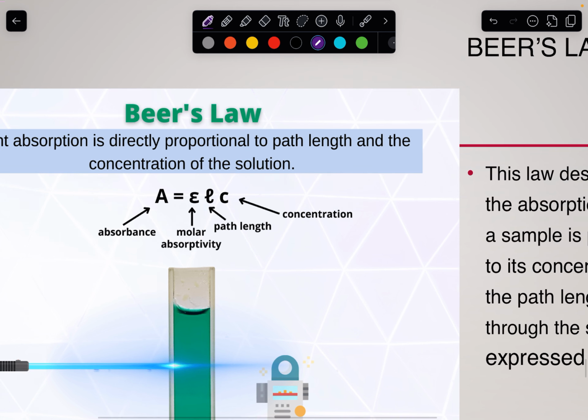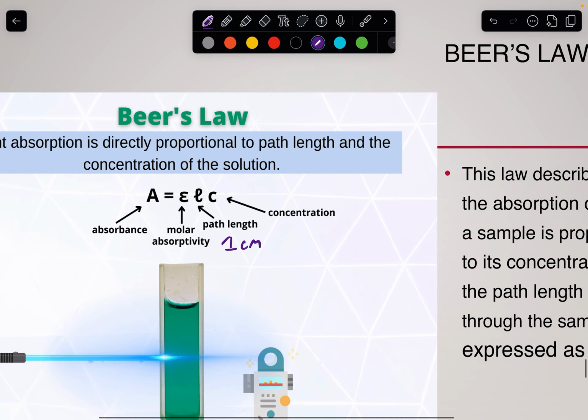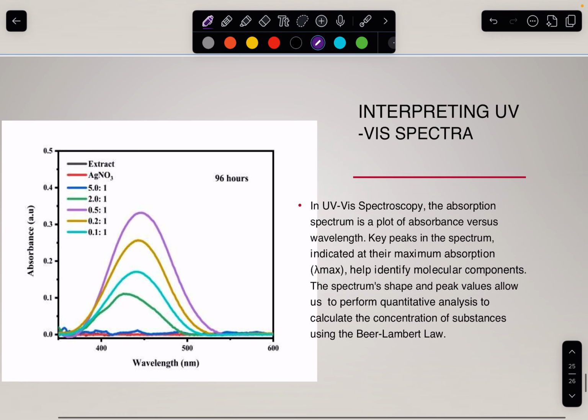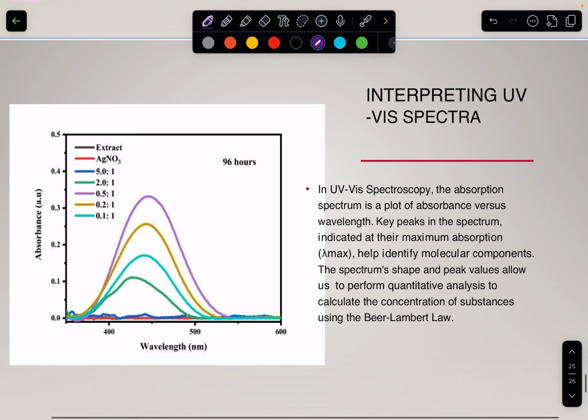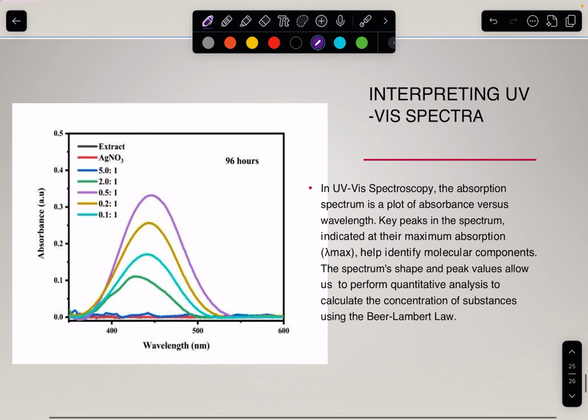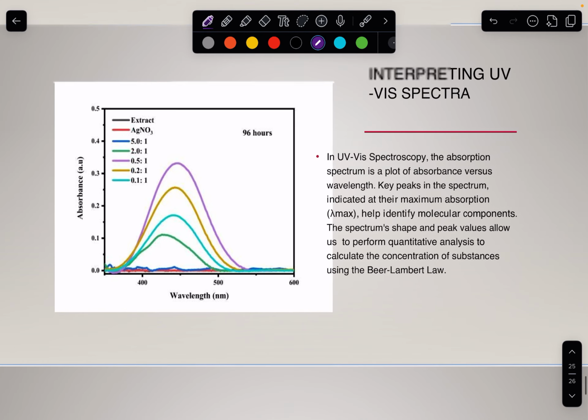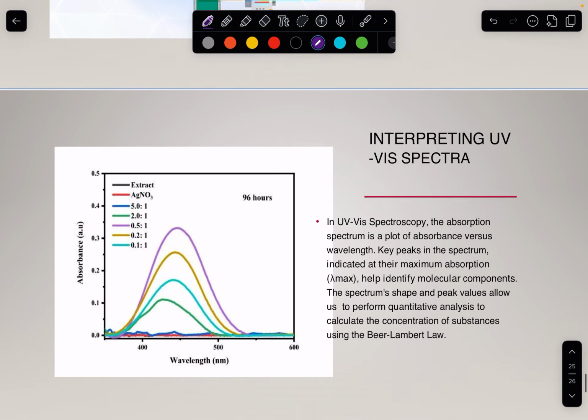Your path length will always be 1 centimeter, I'm pretty sure. And yeah, memorize this formula, and then you can use it to solve for things. Again, this is just how UV-Vis would look, and it's all about color, so it's all about how much you absorb, and then that's actually it.